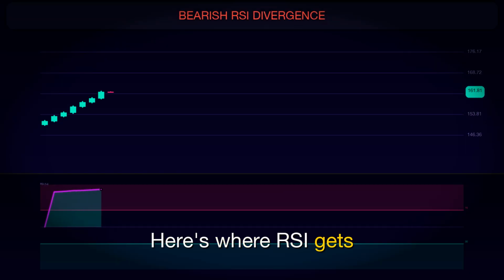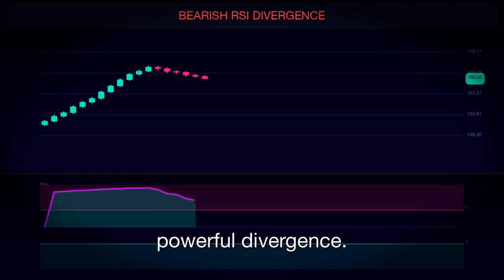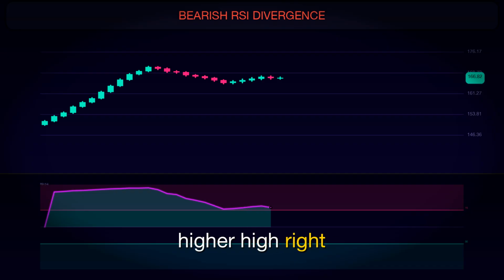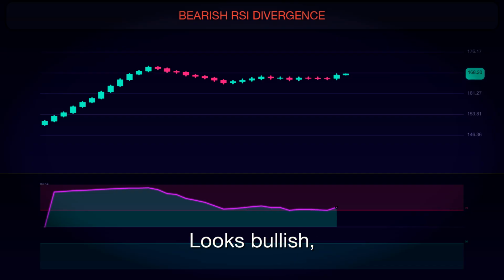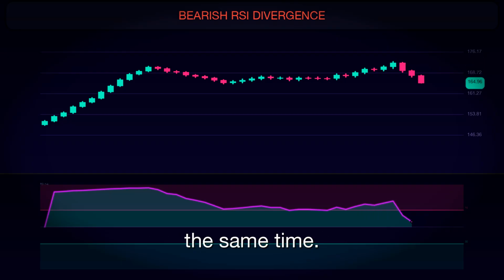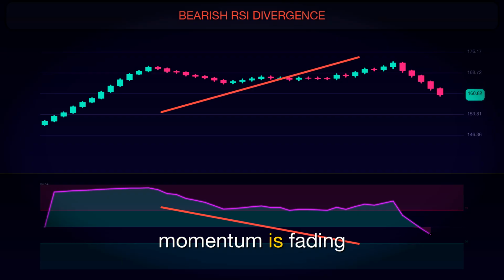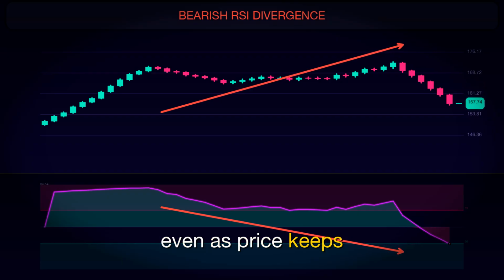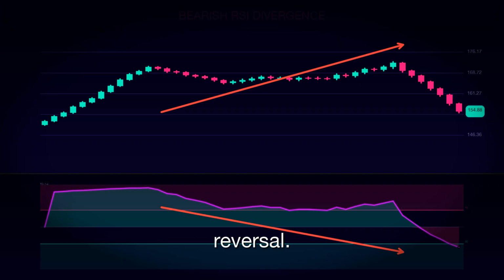Here's where RSI gets powerful: divergence. Price is making a higher high right here. Looks bullish, right? But RSI underneath is making a lower high at the same time. That mismatch means momentum is fading even as price keeps climbing. This bearish divergence is one of the earliest warning signs before a real reversal.